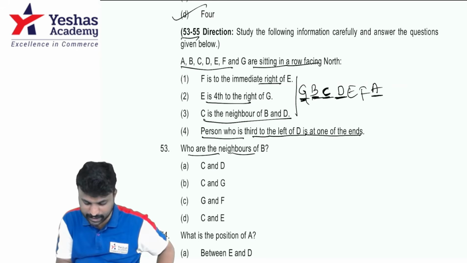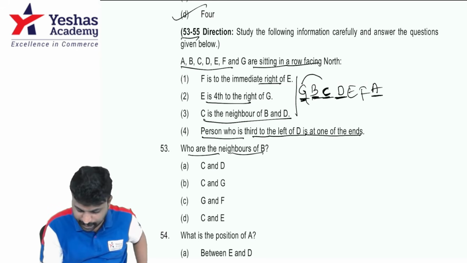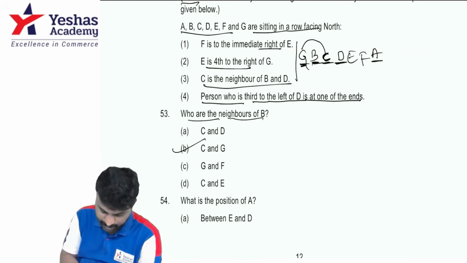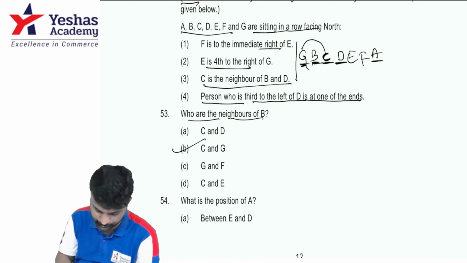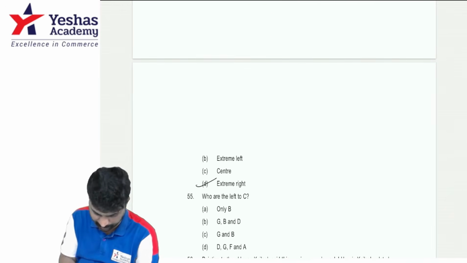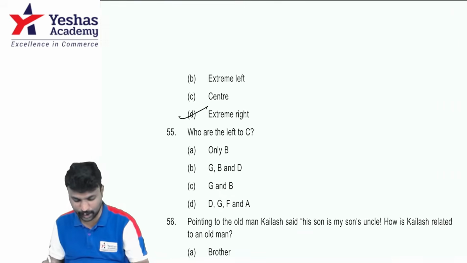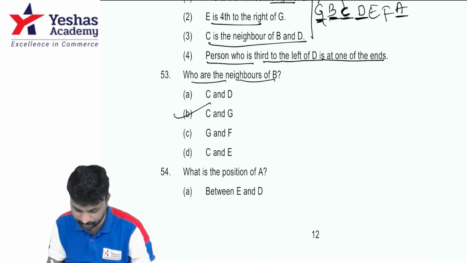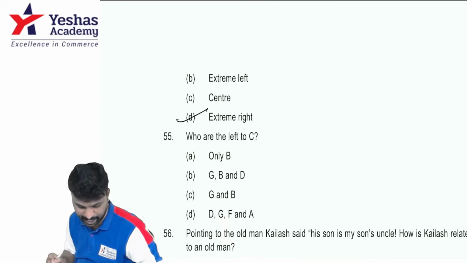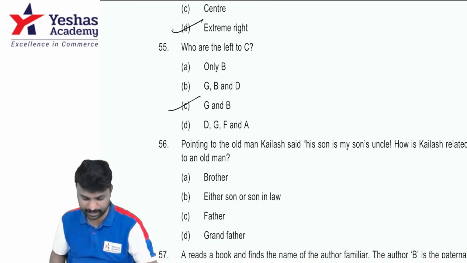Question is, who are the neighbors of B? Neighbors of B are G and C. Option B is the right answer. What is the position of A? A's position is extreme right. Correct? A's position is extreme right. Who are to the left of C? Who are to the left of C? To the left of C we have G and B. G and B. Option C is the right answer.